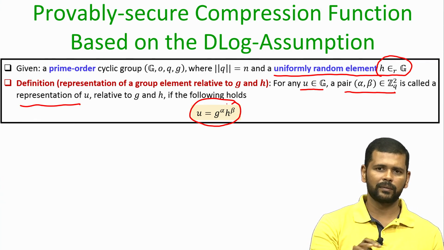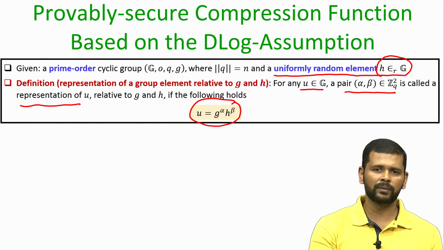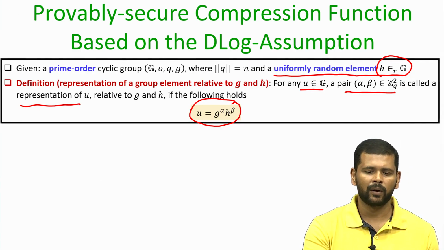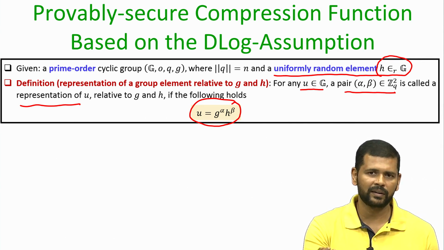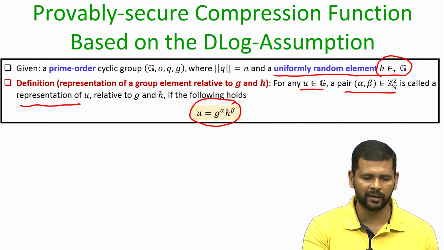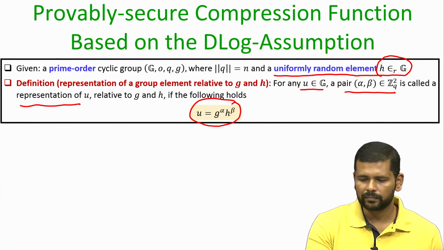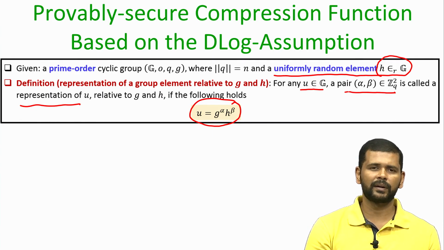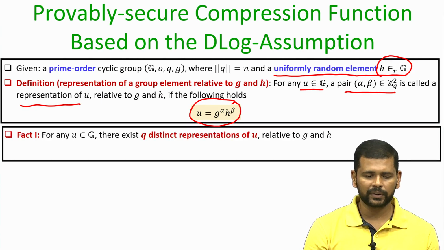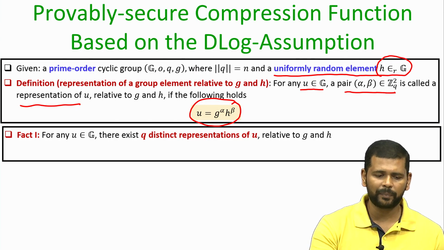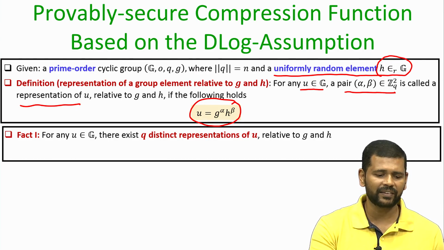Again I stress this whole discussion is with respect to the assumption that my underlying operation is a multiplicative operation, but all these definitions and discussion can be carried over for a cyclic group where the underlying operation is additive. So, we have the definition of a representation of an element relative to g and h. Now, with respect to these definitions we have certain facts.